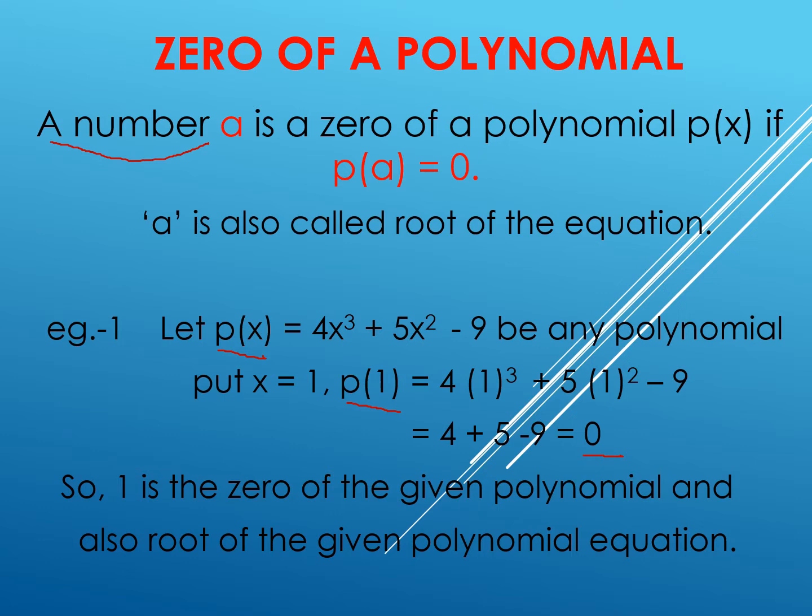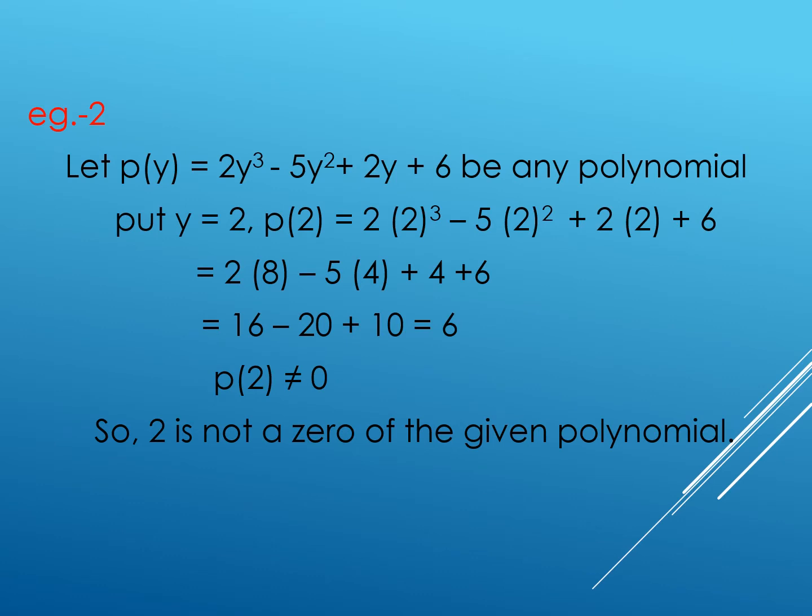So after putting the value of the variable as x, if we get p(a) is equal to 0, that means a is the zero of the polynomial. In this example, after putting the value of the variable as 1, we get p(1) is equal to 0. So 1 is the zero of the polynomial, and the zero of the polynomial is also known as the root of the given polynomial. Now let's take another example.